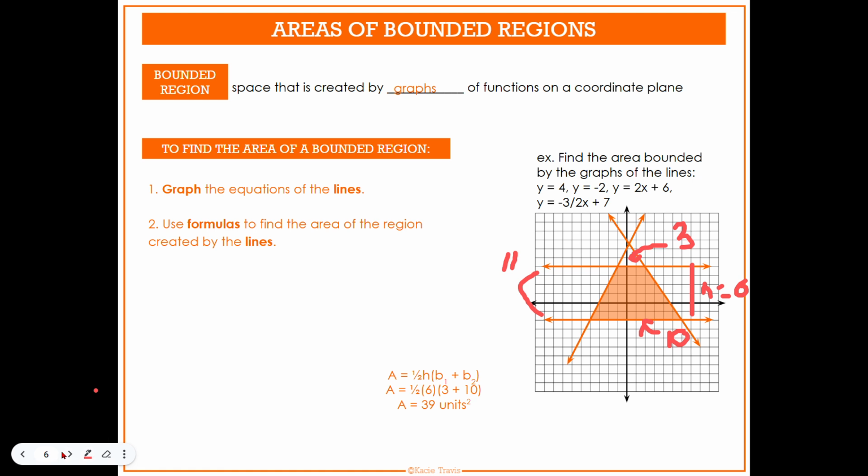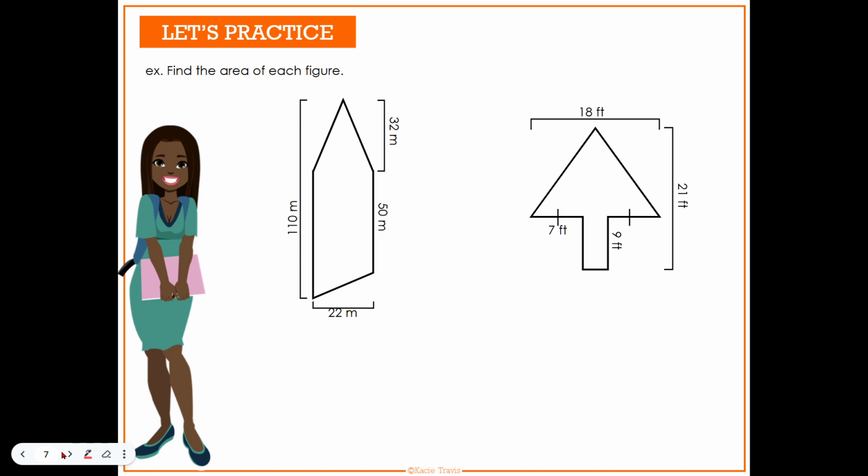So, if they give you multiple lines and they want you to make a bounded region, graph those lines, and then we have to make our shape from there. Alright, let's get into some examples, people. Go ahead and pause it and come back and see if you were able to do this correctly.